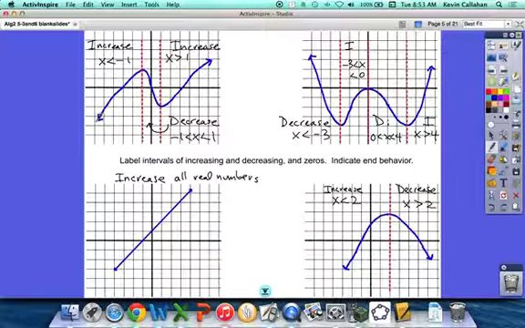So this thing is increasing from the left side of the graph all the way until it gets to this point right here. And what is the value of x there? -1. So it's increasing for x less than -1. It's increasing for x greater than 1. And in between -1 and 1, it's decreasing. So I wrote it like decrease, -1 is less than x is less than 1. Okay, that was one thing we did. And I did the same thing for these three. We did it in class last time.